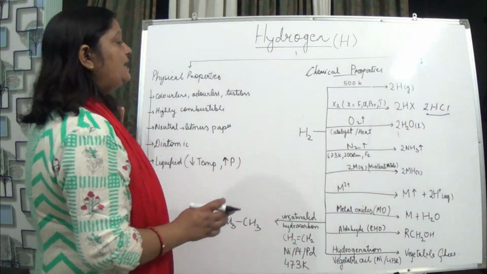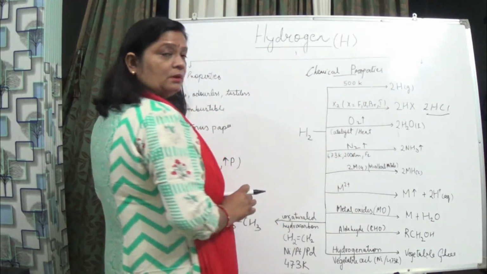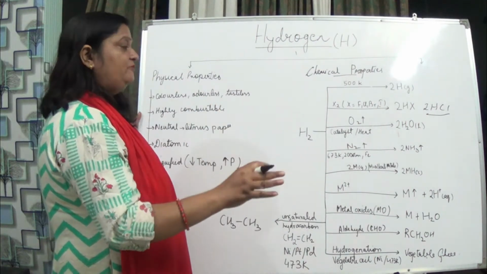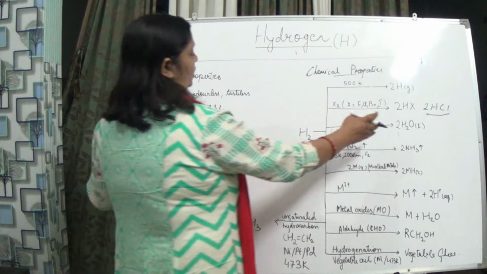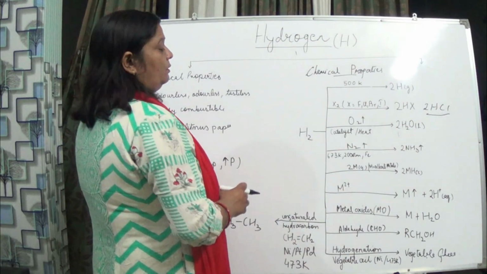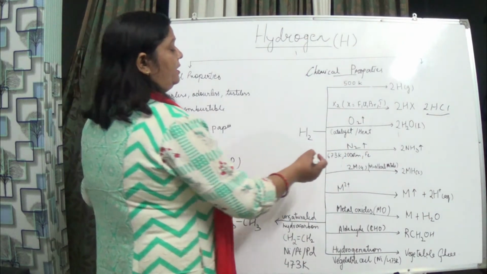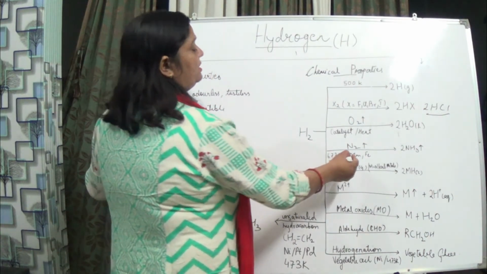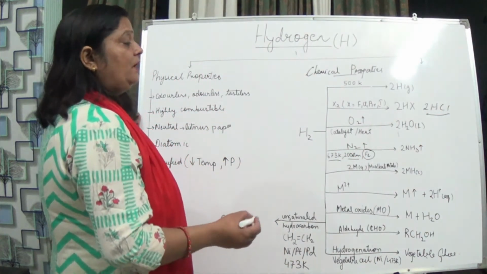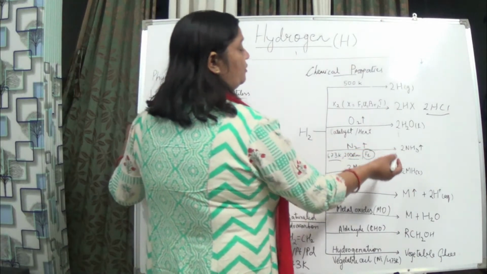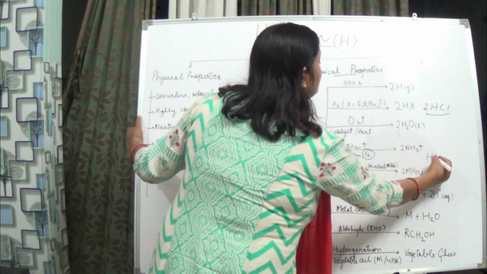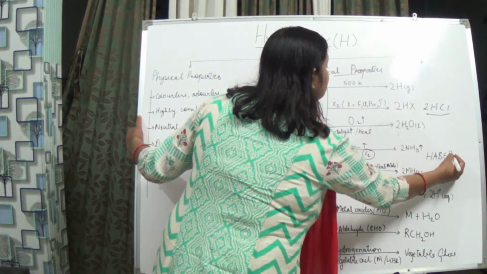Now it reacts with oxygen to form water. You all know, a tremendous amount of heat we have to supply, and we have to use a catalyst. It forms what? Water. With nitrogen we see it forms NH3, that is ammonia. Here the conditions required are 673 Kelvin temperature, 200 atmospheric pressure, and we use iron as a catalyst. We get ammonia, that is 2 moles of NH3. And this is also known as what? Haber process.